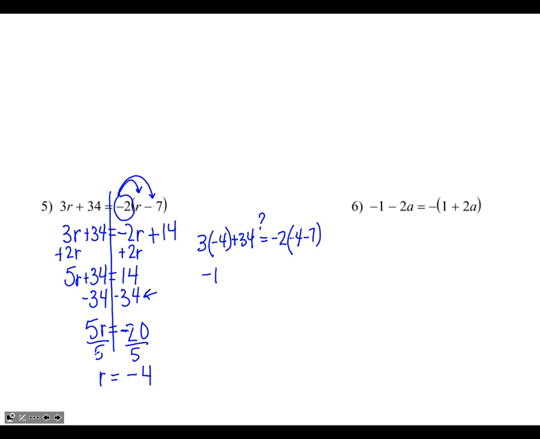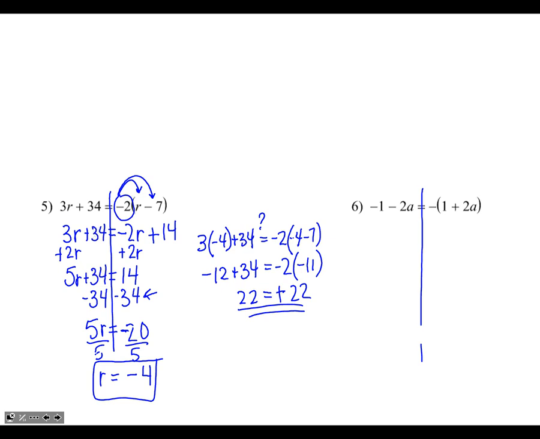Okay, 3 times -4 is -12 plus 34. -2 times -4 minus 7. Signs are the same. I add and keep the sign. -11. Here, I'm adding and the signs are different. I find the difference. 34 minus 12. Well, 4 minus 2 is 2. 3 minus 1 is 2. And positives have more, so it's going to stay positive. Over here, negative times negative is positive. 2 times 11 is 22. So that does check. Good job.